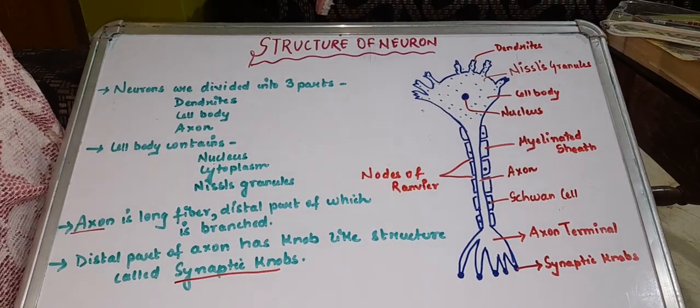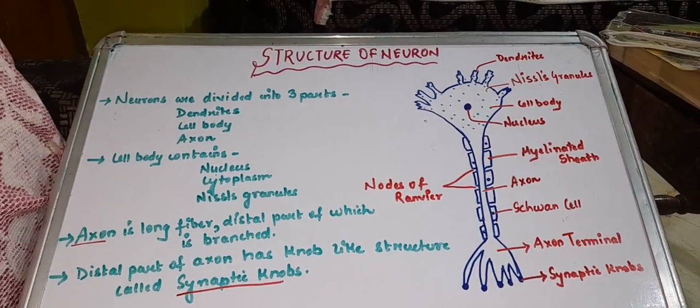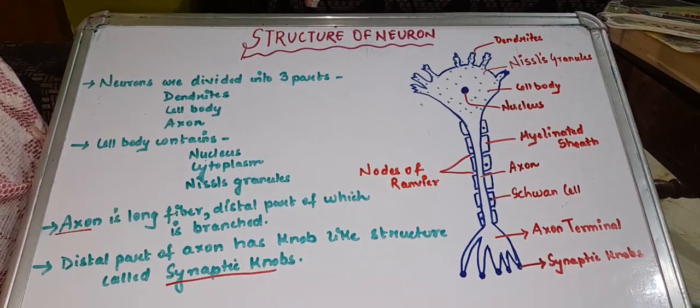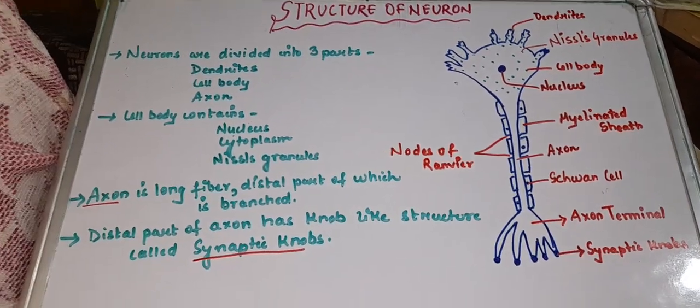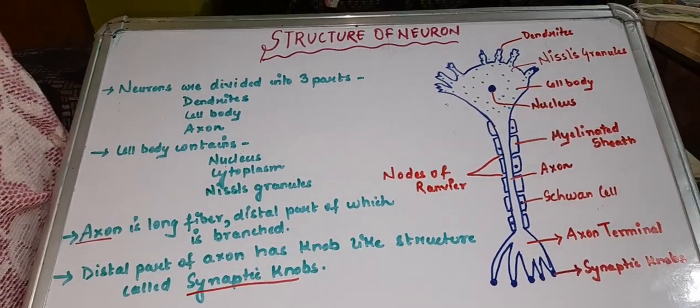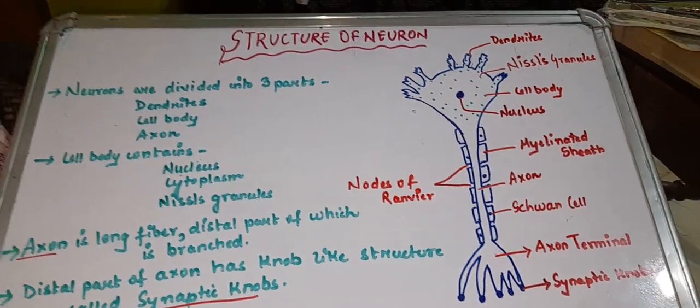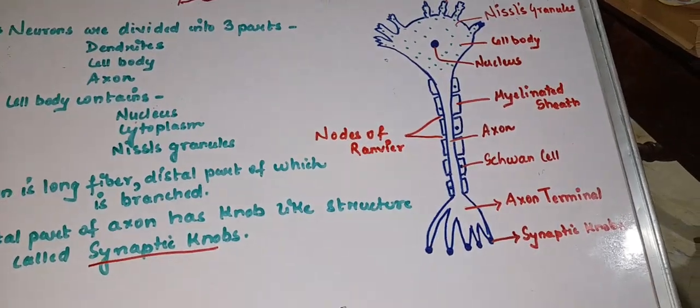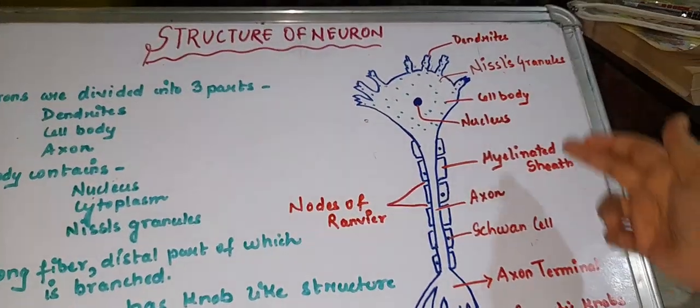So in this video we will discuss the topic structure of neurons. As we all know, the nervous system is functional because of the presence of neurons. A single neuron generally looks like this; this is the structure of a neuron.